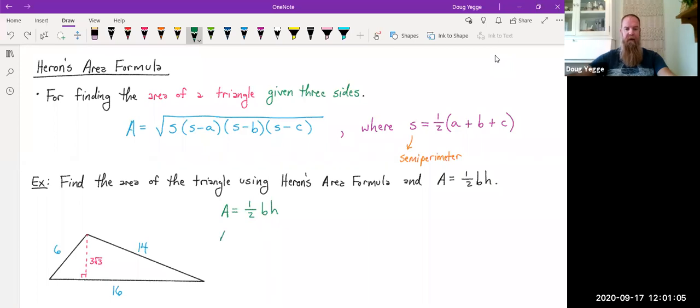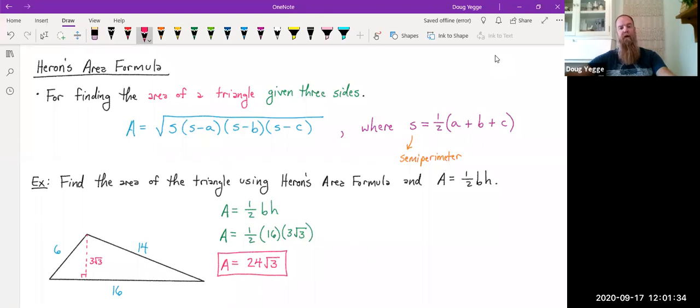So we have that area is equal to 1/2 the base, which is 16, times the height, which is 3√3. Notice that in this problem, 1/2 times 16 is 8, times 3√3 gives me 24√3. So it's a very simple and straightforward problem to find the area using this formula.